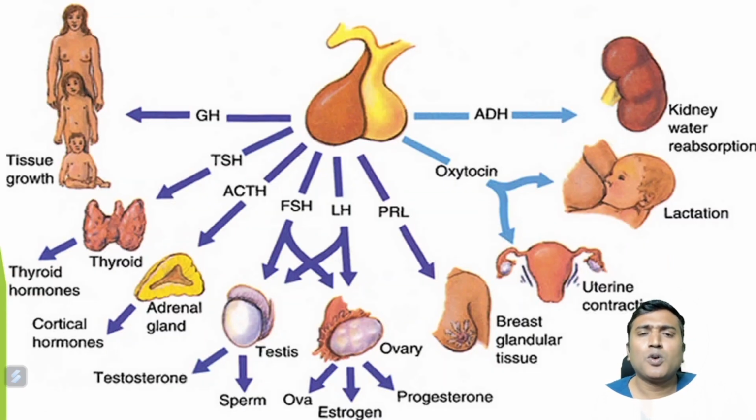Now we will see what sex hormones are naturally available in both males and females. We have follicle stimulating hormone and luteinizing hormone synthesized from the anterior pituitary gland. These FSH and LH work on the sex organs, that is the testis and ovary, and finally synthesize testosterone, and estrogen and progesterone from the ovaries.